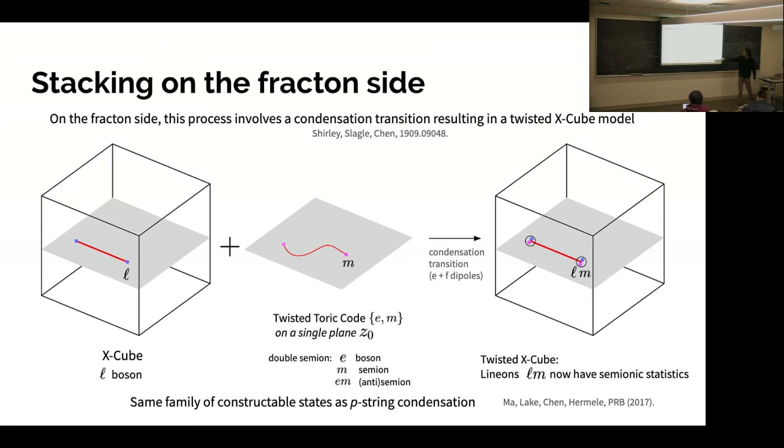So initially the lineon you could think of as just some boson. Now you attach a semion to it. So now this model has lineons that behave as semions. And so there's a family of phases constructible by this construction. You can generalize from a single layer to multiple layers of quantum doubles, and you can always do this. And this is the same set of phases that's constructible by this other more well-known method of p-string condensation.